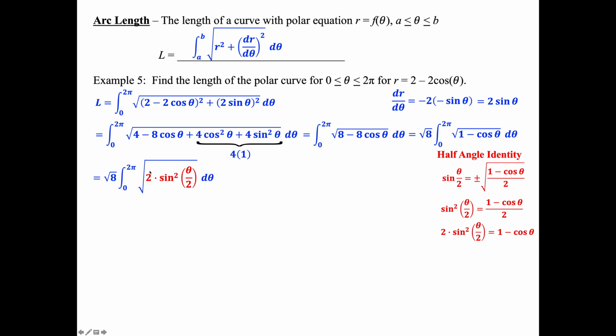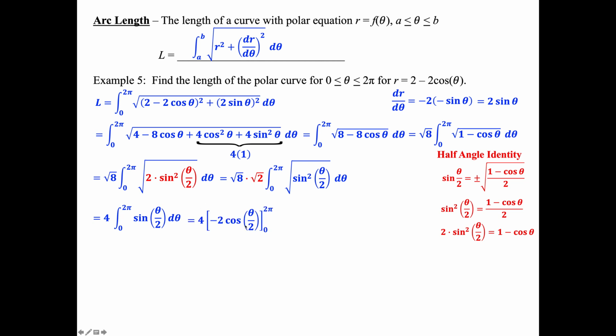And now we'll factor out the square root of 2 with the square root of 8. And that will become the square root of 16, which will become a 4. And what's left on the inside is the square root of sine squared. Well, that'll cancel out to be just sine of theta over 2. And then there's your 4. And now we can integrate this, and it's a lot easier to do.